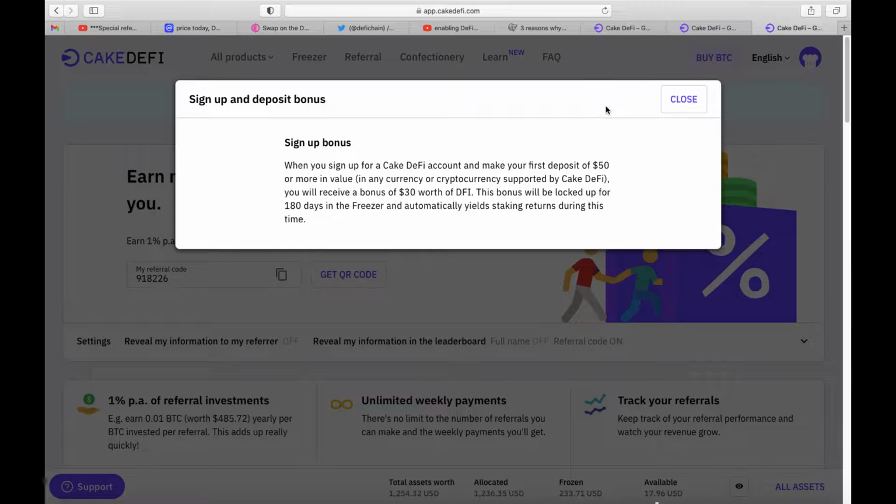They do these promotions a lot. We did a video back in July when we had one for the football, the Euros. They do many different types of promotions. But there you go. So deposit 50 and get $30 worth of DFI. The bonus will be locked up for 180 days in the freezer and automatically yield staking returns during the time, as you saw from my screen earlier with the update every 12 hours.